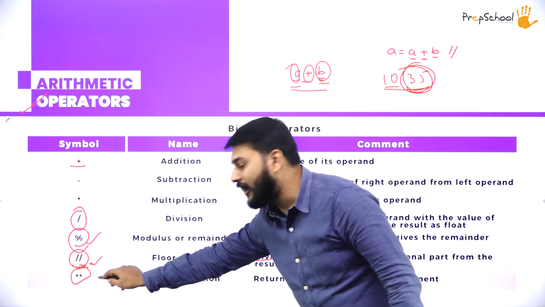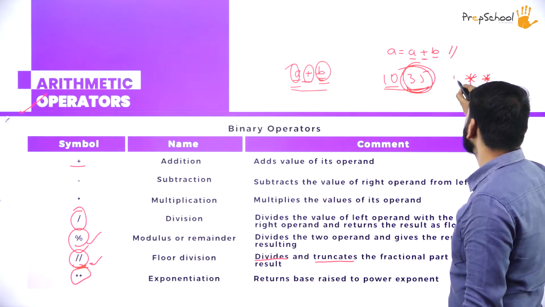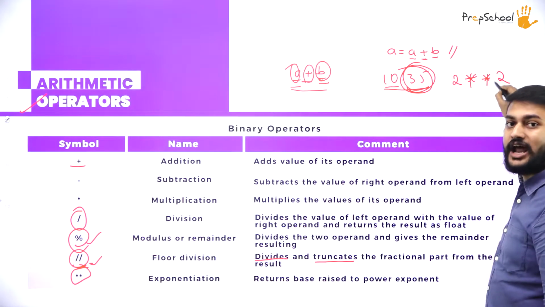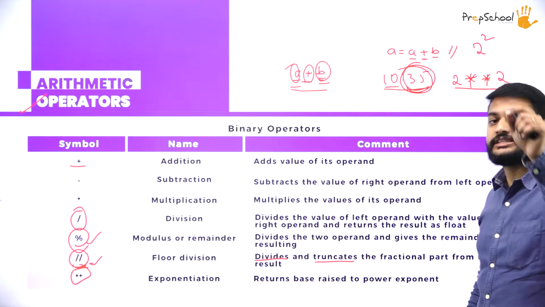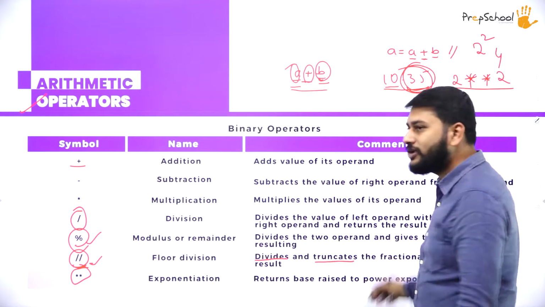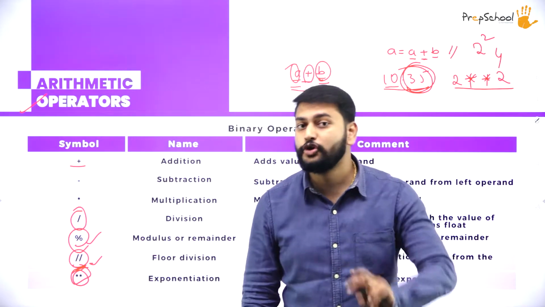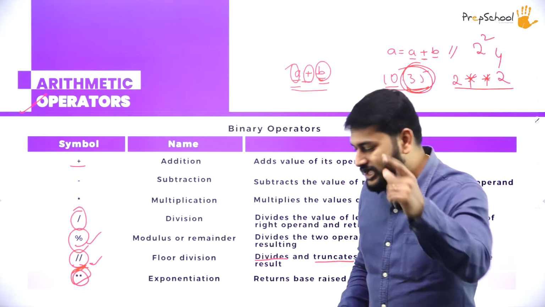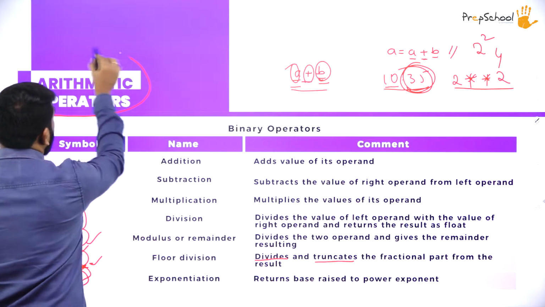And this, observe, I have double star. What is this? Star and star. Imagine I write it like this: 2 double star 2. What is the meaning of it? 2 to the power of 2. What will be the result? 4. So if you want to calculate the exponential, you will be using this exponential operator. If you use double star, you will be able to calculate the power of a given number. So these operators come under the category of arithmetic operators.